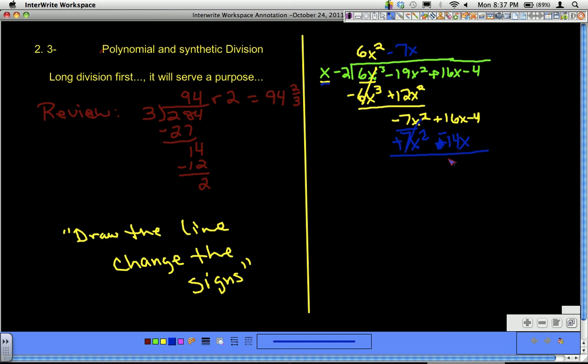That'll cancel. I'm left with 2x. Again, bring down what's left, minus 4. And we follow the same pattern we've been doing. Take the first thing here and the first thing here. 2x divided by x is positive 2. And then do the multiplication again.